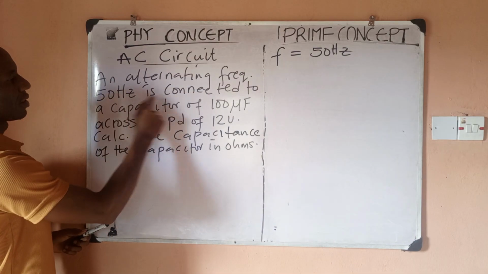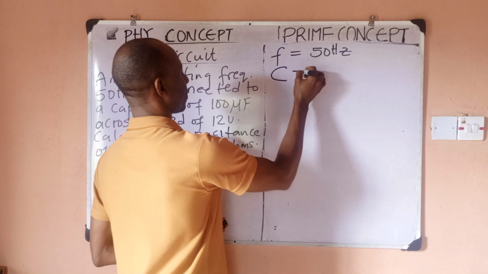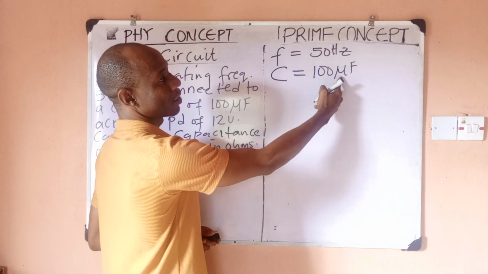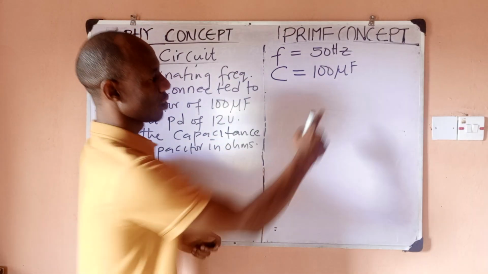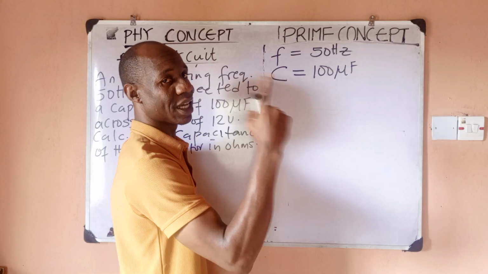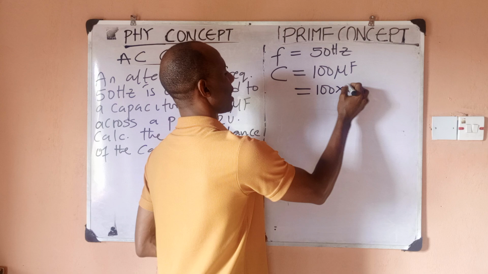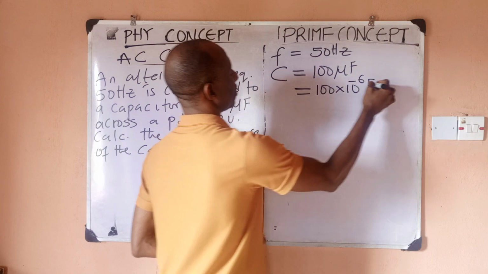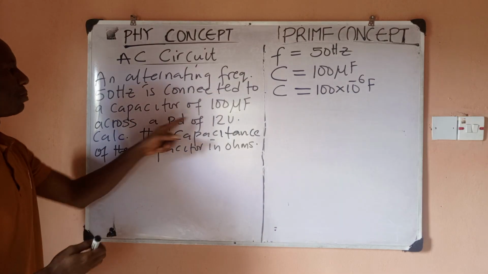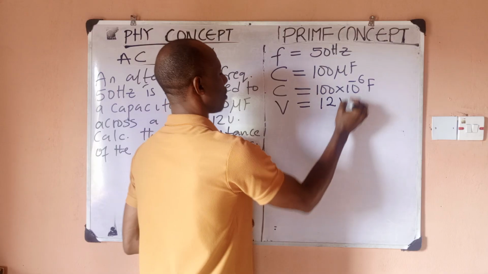So 50 Hz, it's connected to a capacitor of 100. So the capacitance of that capacitor is 100 microfarad. So take note of the micro. So one of the first things you want to do is to remove this micro. And how do you remove the micro? You introduce 10 to power minus 6. So I would have 100 times 10 to power minus 6 farad. So that's the first thing you want to do. Then across a PD of 12 volts. So the voltage supply is 12 volts.